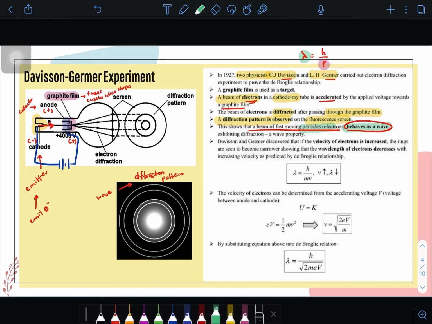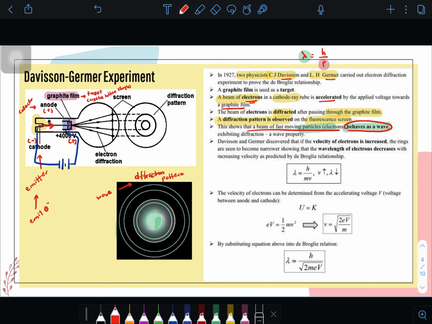Okay. So Davisson and Germer discovered that if the velocity of electron is increased, so they increase the velocity of this electron, the rings as seen become narrow. So kita punya corak ni makin rapat. Okay, the wavelength of electron decreases with the increasing velocity.